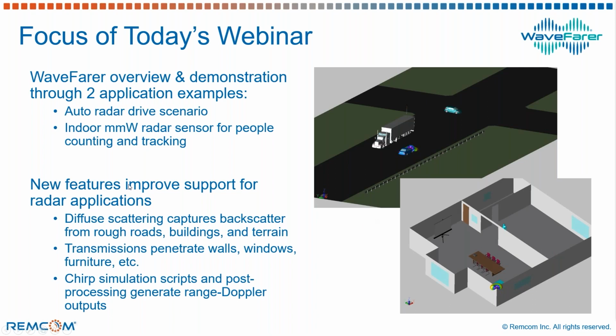WaveFarer's new features improve support for radar applications. Some of the key new features include diffuse scattering, which captures backscatter from rough roads, buildings, and terrain, transmissions that can penetrate through walls, windows, and furniture, and chirp simulation scripts and post-processing that generate range-Doppler outputs.